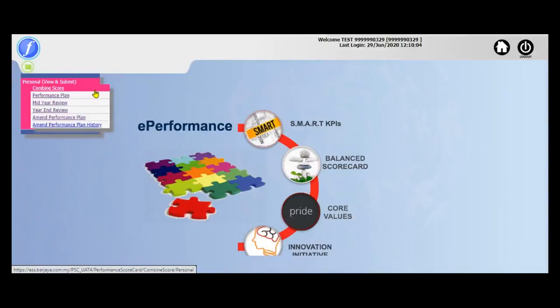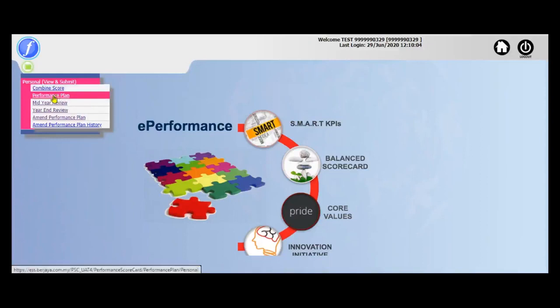And this combined score requires a few complicated steps. So if you actually encounter this scenario, please give us a call. We will guide you step by step. For the training today, we just focus on what normally happens. Okay, what normally happens? That is stage 1, stage 2, stage 3, and the amend performance plan. So as highlighted in the slide just now, stage 1 is performance plan.